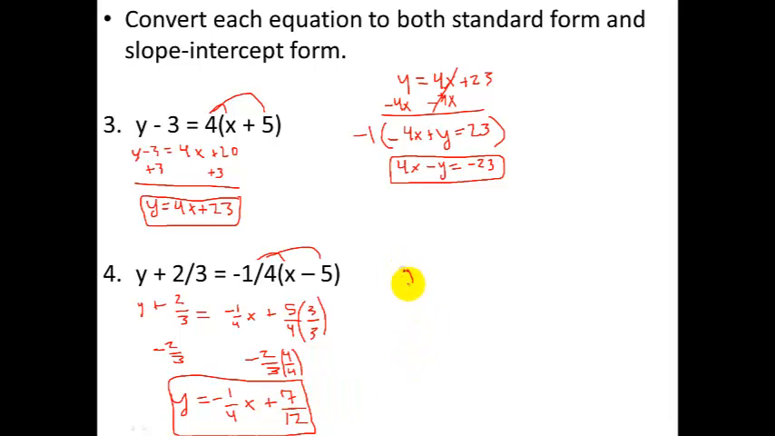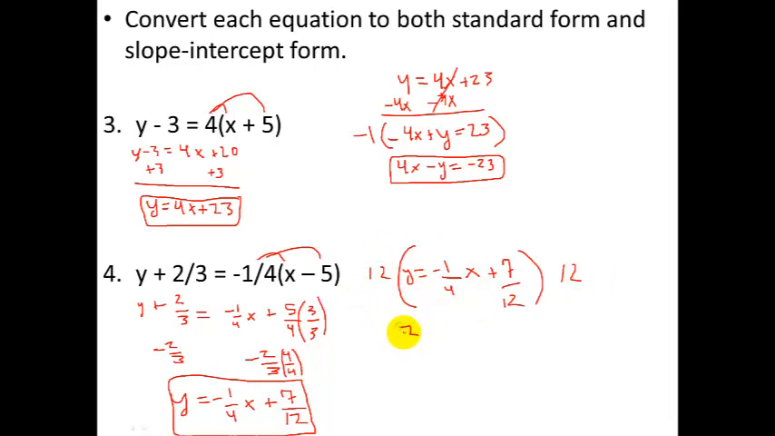So again, let me write it down. Y equals negative 1/4 x plus 7/12ths. I need to have no fractions or decimals in standard form, so I'm going to multiply the entire thing by whatever number will clear the denominators. I could multiply by 4, that will clear this denominator, but it wouldn't clear this one, so I need to actually multiply everything by 12. So both sides, right? Both sides.